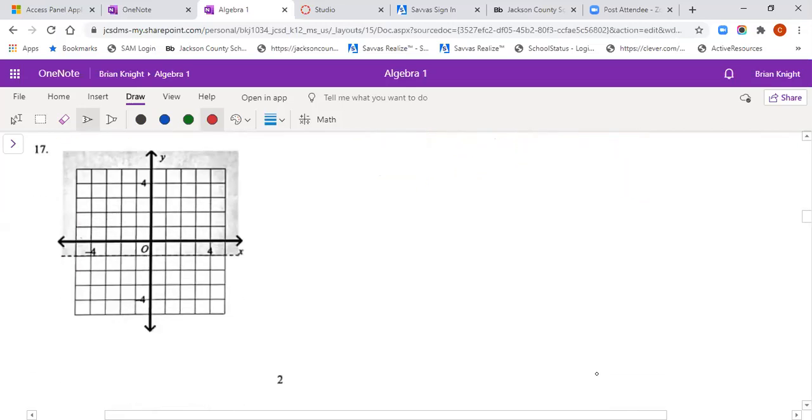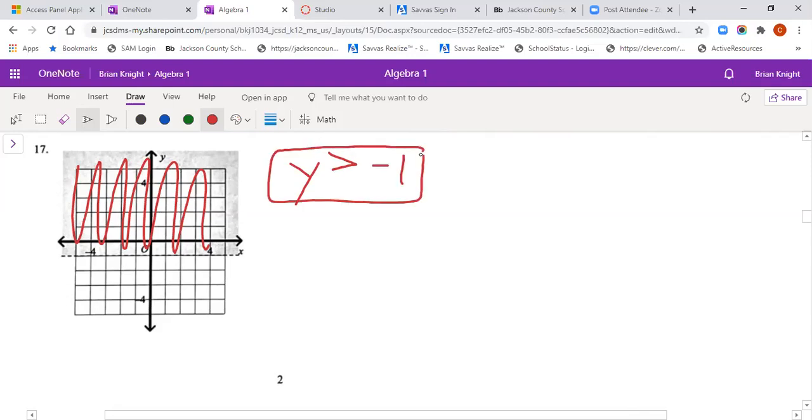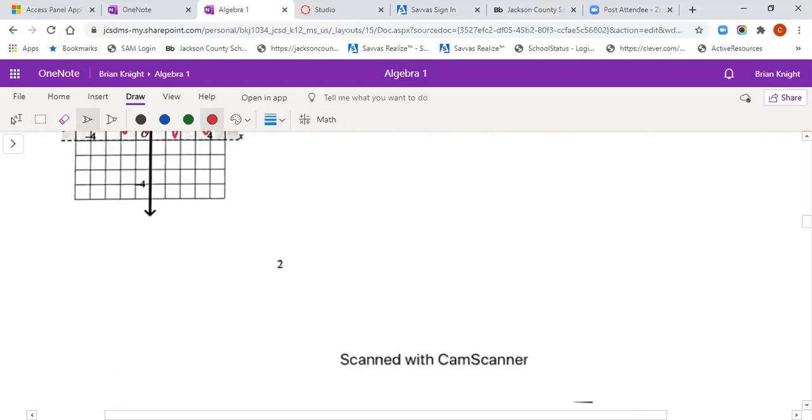17, it is shaded above. What kind of line do we have here? It's dotted, and it's just horizontal, right? So that means, are we going to have an x? No, it's just y. Are we shaded up or down? Up, so that's greater than. It's a dotted line, so we do not put equals. What is y greater than? Negative 1. Done. Everybody good? I actually got that one right. All right. Moving on.